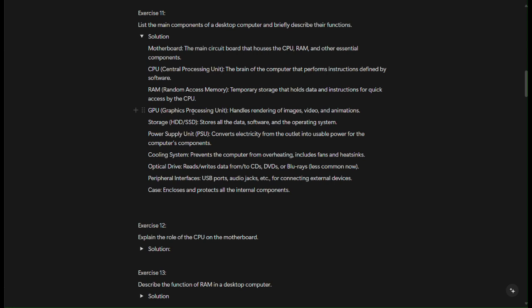GPU, Graphic Processing Unit. It handles rendering of images, video, and animations. Storage, HDD or SSD. It stores all the data, the software, and the operating system. Power supply unit. It converts electricity from the outlet into usable power for the computer's components.